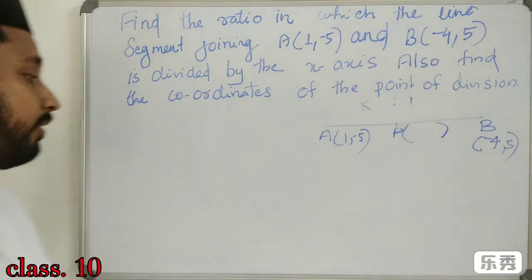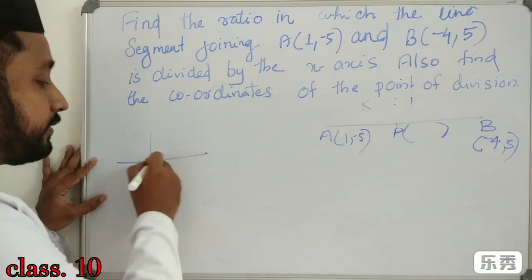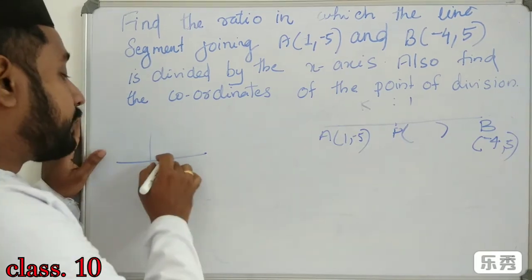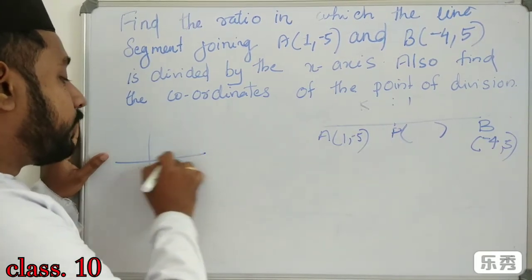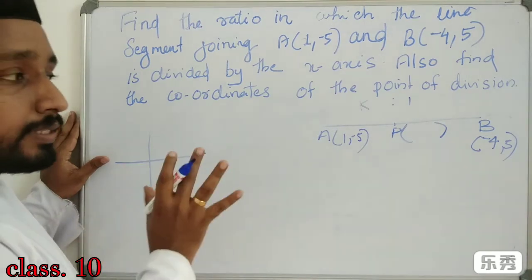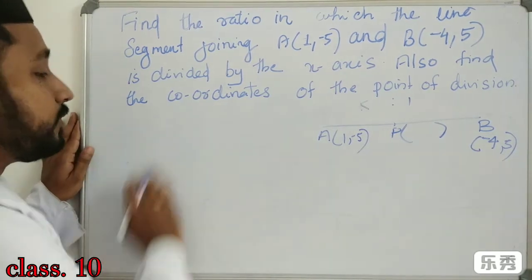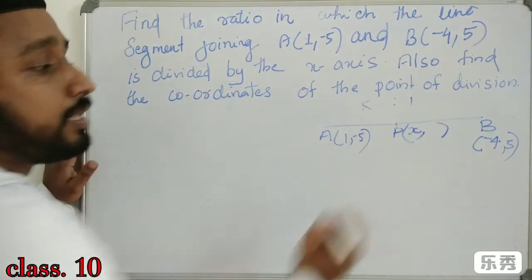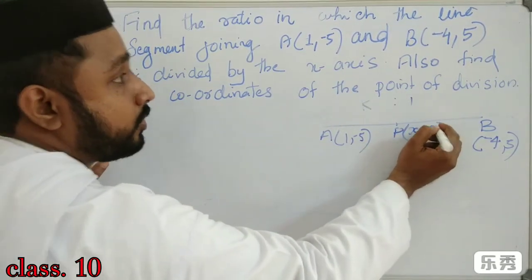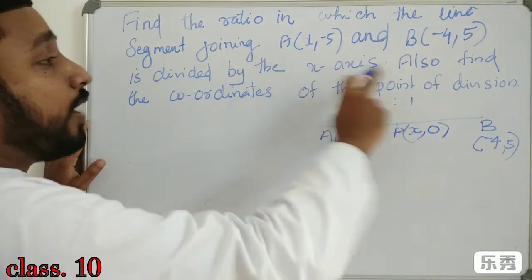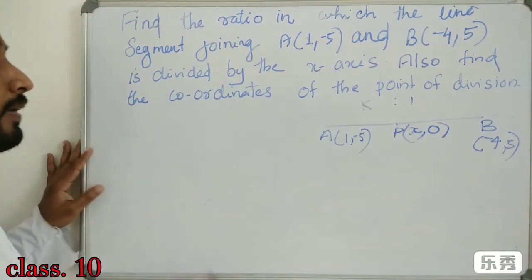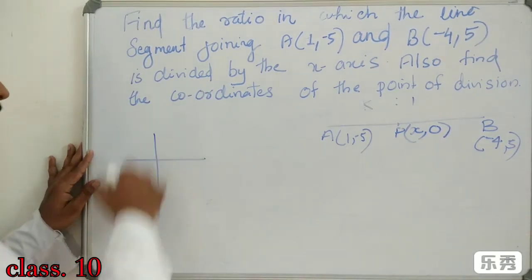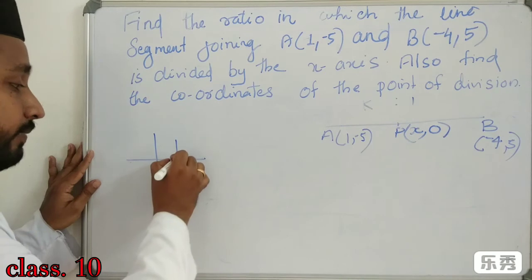x-axis. We know the x-axis means this is the x-axis, this is the y-axis. The peculiarity is that on the x-axis the y coordinate is 0. So let us take the x coordinate as x and the y coordinate as 0. So it is divided by the x-axis. For this, the point is x and y. If the line is there, it is divided here.